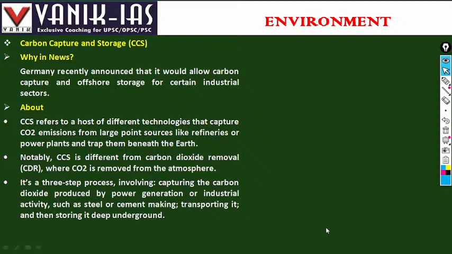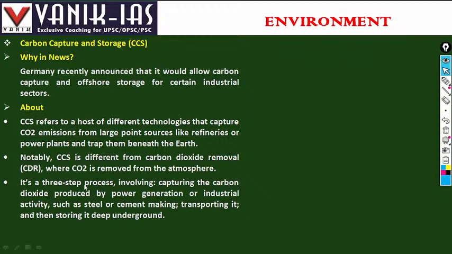Carbon capture and storage refers to a host of different technologies that capture the carbon dioxide emissions from large point sources like refineries or power plants and trap them beneath the earth. That is called carbon capture and storage. They will capture the carbon dioxide emitted from sources like oil refineries and power plants, where a huge amount of carbon is emitted, and store it beneath the earth. Notably, carbon capture and storage is different from carbon dioxide removal, where CO2 is removed from the atmosphere, but here it is stored beneath the earth.